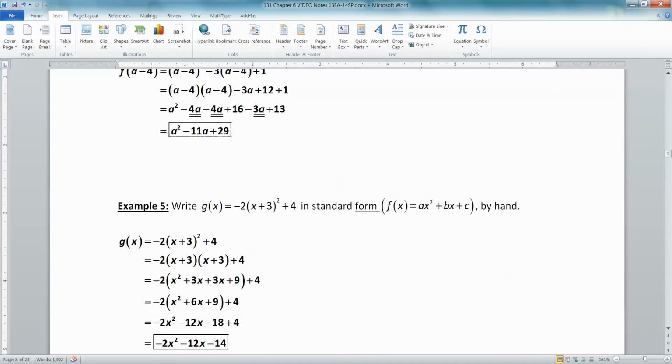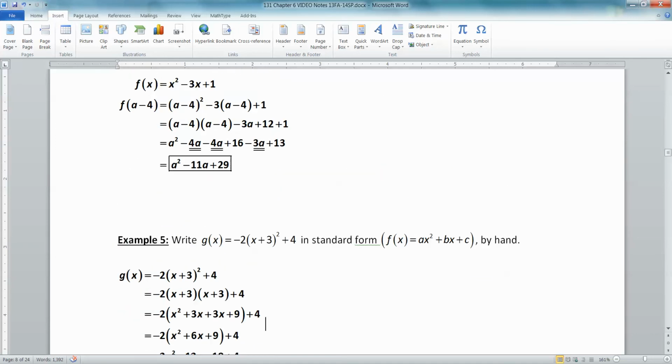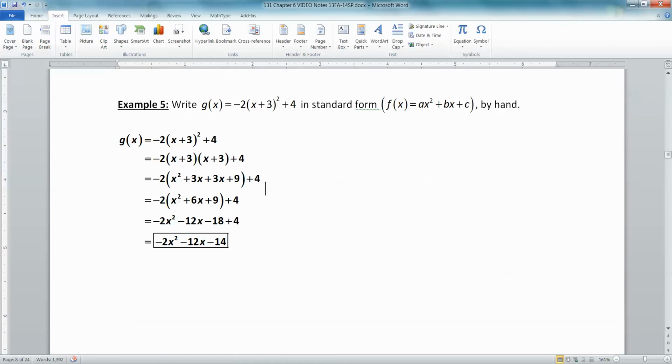All right, done with that. So these two problems are actually quite similar. It's just this one has the letter a in it and this one has x.